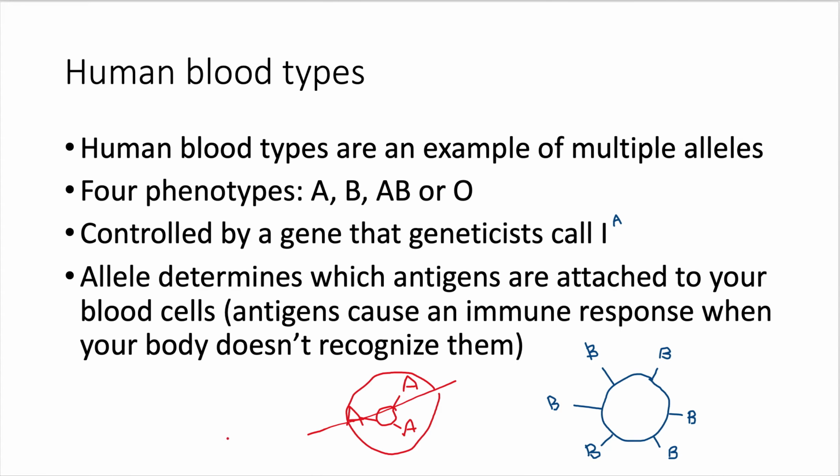So if you have AB blood, you have both of the little flags, you'd have A and B. If you have type O blood, you have no antigens on your body. That's why type O blood can be given to anyone, because there aren't any of these little flags saying I'm type A or type B.